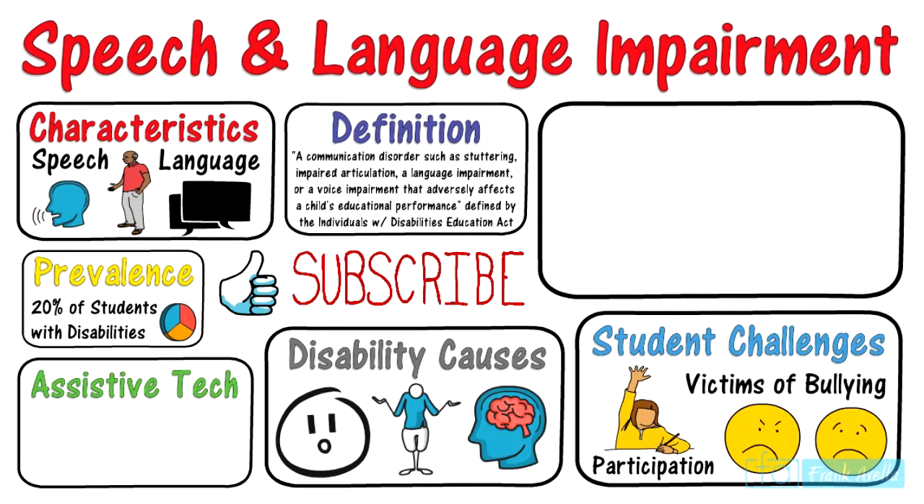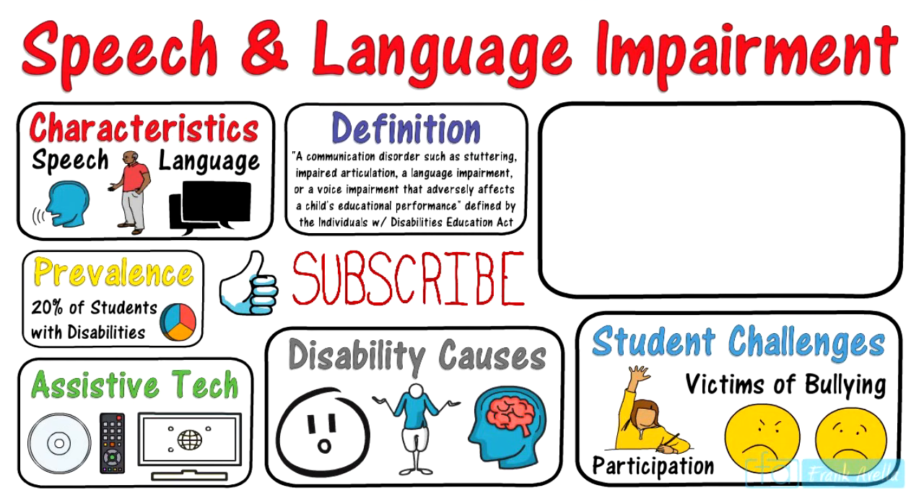Assistive technology for speech or language impaired children usually starts with computer software programs that are designed to improve the child's speech or language ability. Other examples of assistive technology include augmentative or alternative communication devices, AAC devices.